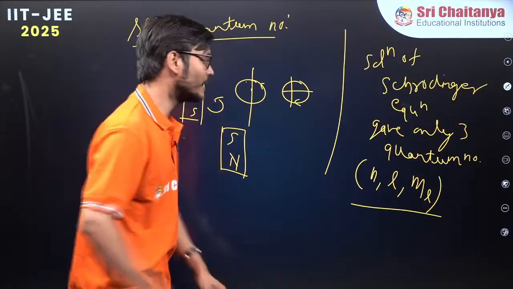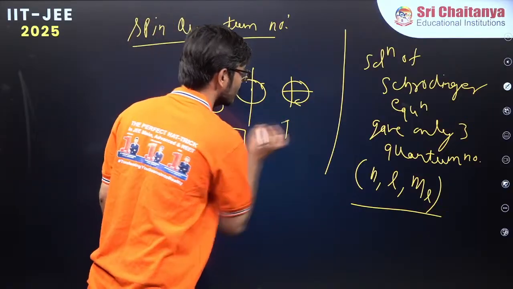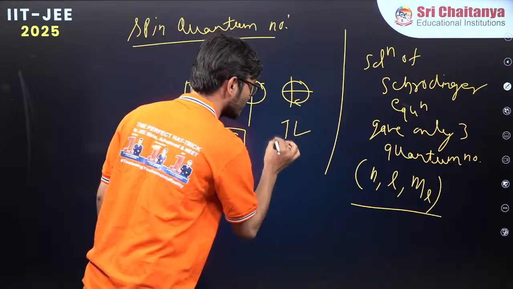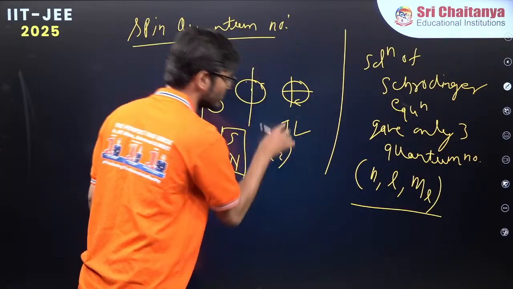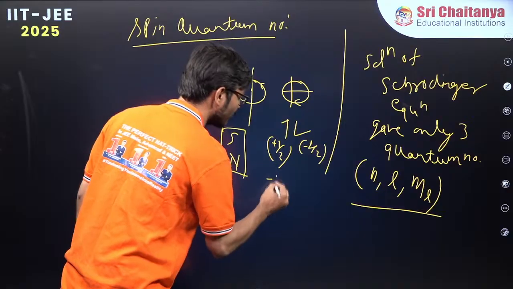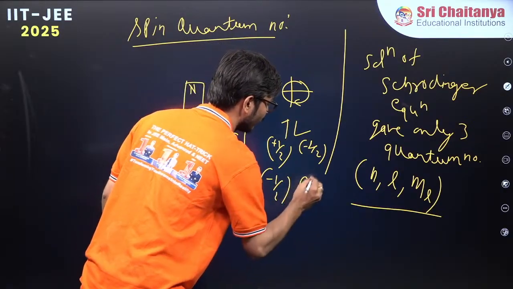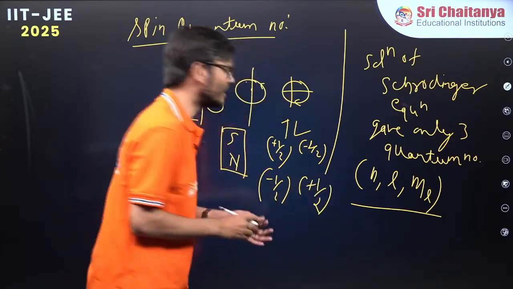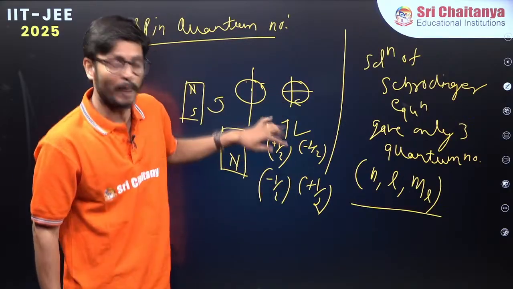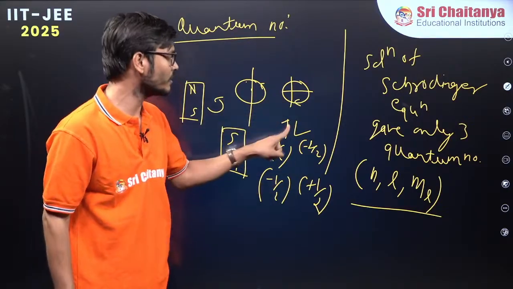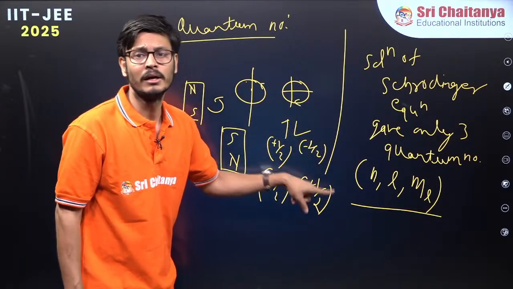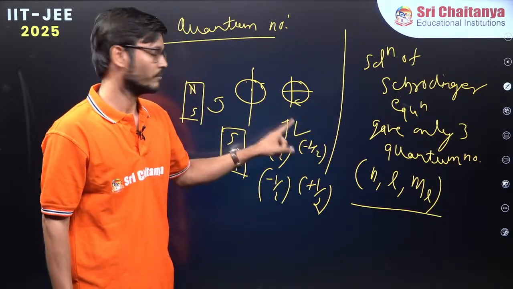How are they represented? They are represented like this: this is one spin and this is another spin. If you say this is plus half, this will be called minus half. If you say this is minus half, this will be called plus half. This is up to us, you can take this as plus half or minus half. But if you take this spin to be plus half, the other has to be minus half, and if you take this as minus half, the other has to be plus half.